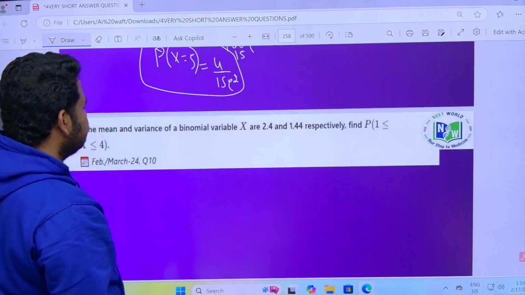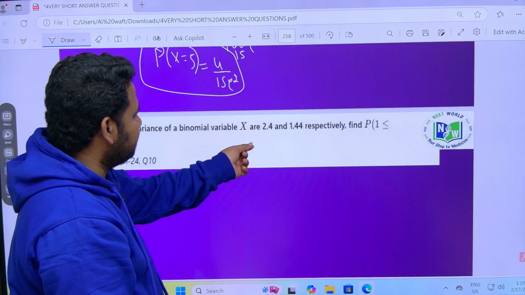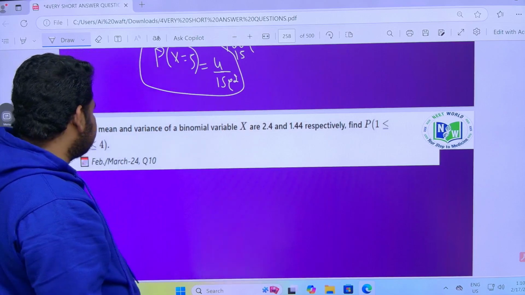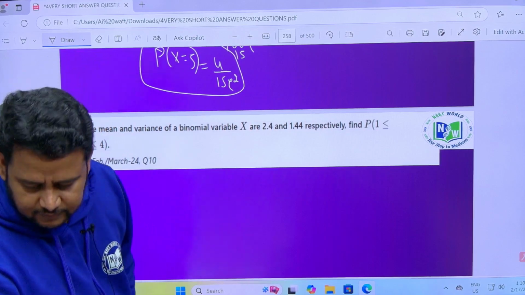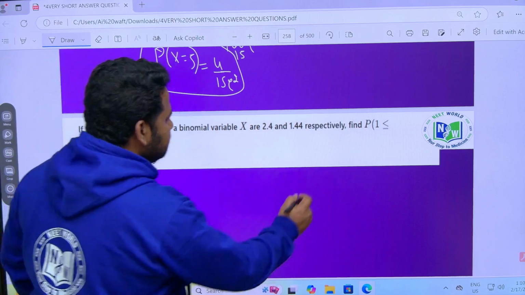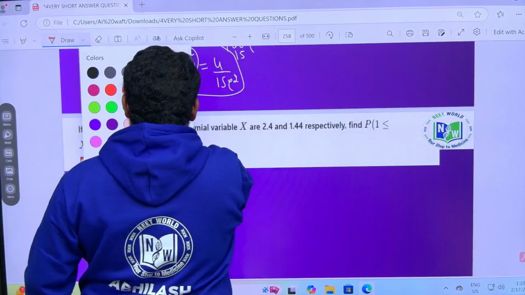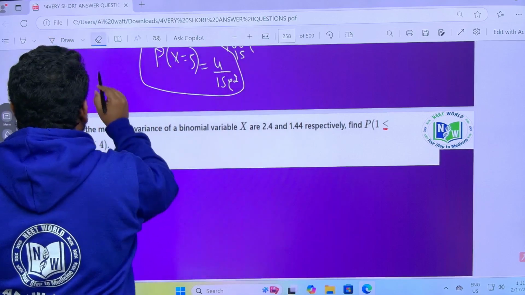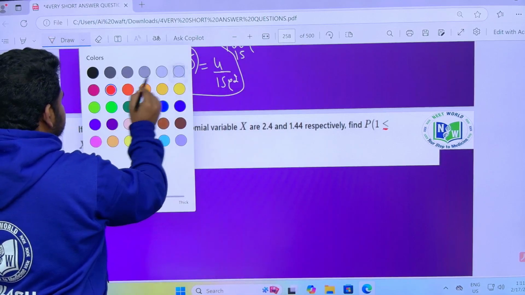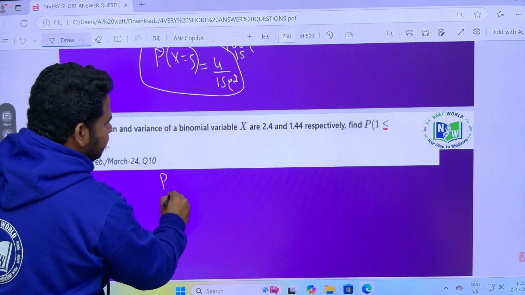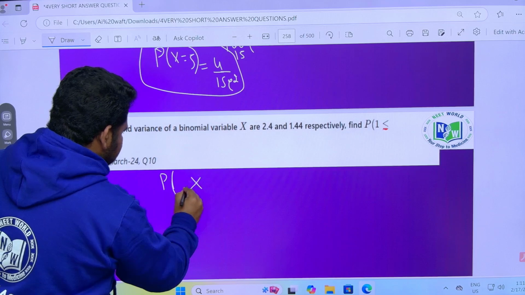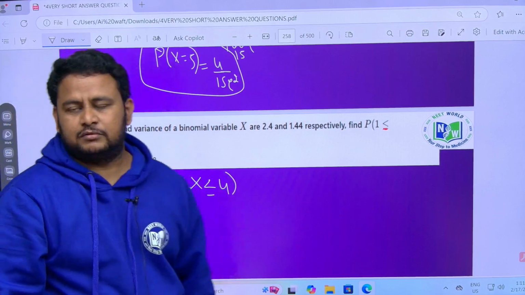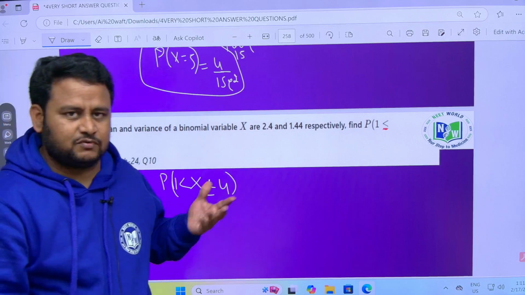If the mean and variance of a binomial variable x are 2.4 and 1.44 respectively, they are asking us to find P of x... Okay, this is not greater than or equal to, it is only greater than. We have to find the value of P of x greater than 1 but less than or equal to 4. This is what the question is asking.